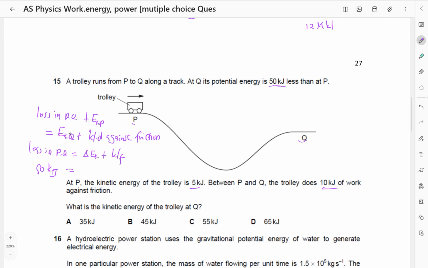At P, the kinetic energy of the trolley is 5 kilojoules, and at Q it is 10 kilojoules. So the change in kinetic energy is 10 minus 5. Then plus, remember these ones are in kilojoules, the work done against friction. Between P and Q, the trolley does 10 kilojoules against friction. So the work done against friction here is 10 kilojoules.